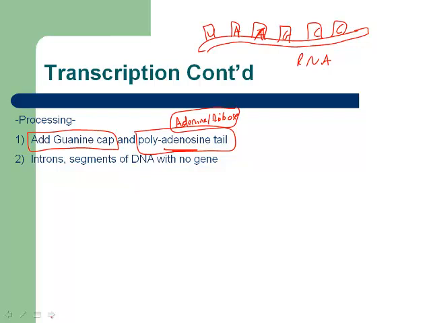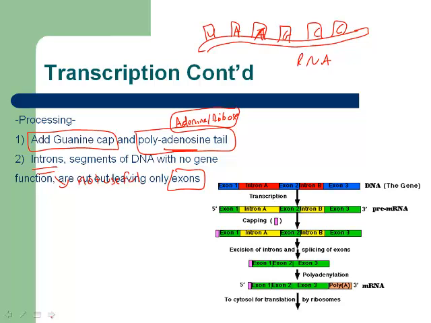And then any of the stuff that we don't need will be cut out, because just because we copy it doesn't mean it's useful. These are called introns, so not useful. It might be more useful for another protein that they're making. So the sections with no function are cut out, and then what's left behind are the exons. If you look here, here's our DNA. It gets transcribed into RNA. We have to put on our guanine cap and our polyadenosine tail, and then we cut out any of the sections that we don't actually need. Okay?